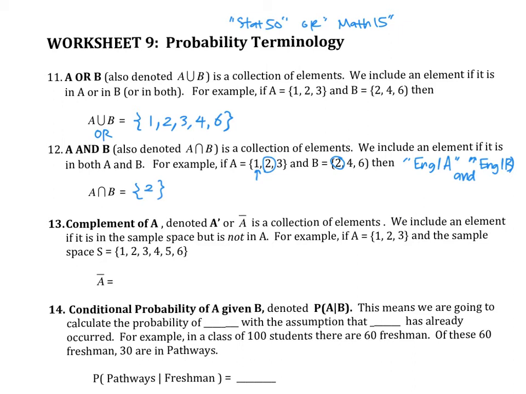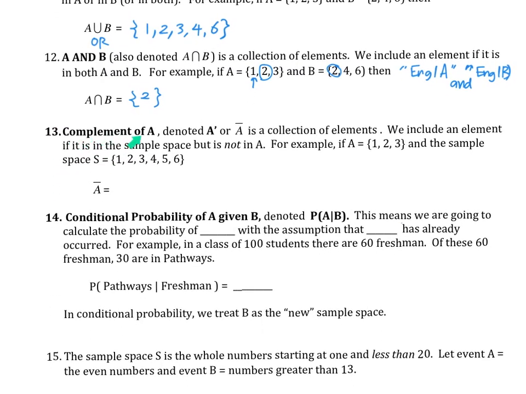Complement just means whatever is not in the set. You see A with a little dash or A with a little bar. So complement is whatever is not in the set. So A is 1, 2, 3. So A complement is whatever is not in A. So who's not in A? 4, 5, and 6. So I can think of complement as the opposite set, right? It is the opposite of A. Sometimes you see it as A with the bar. Sometimes you see A with the little dash.